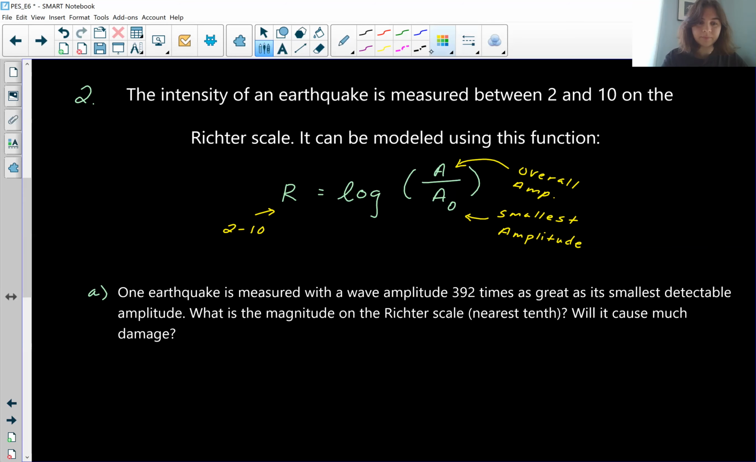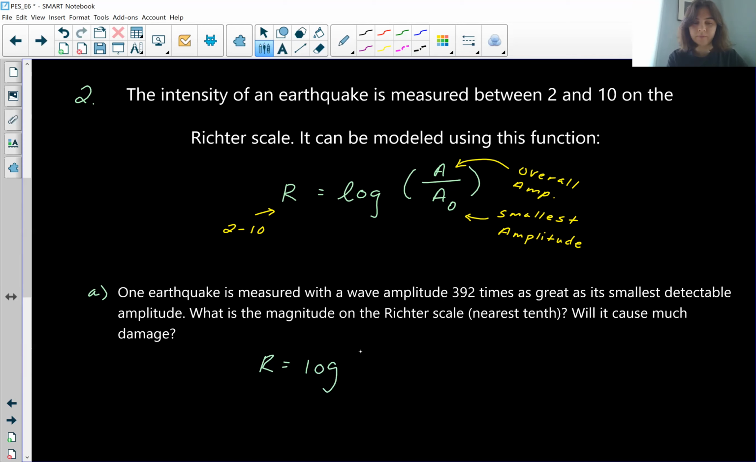One earthquake is measured with a wave amplitude 392 times as great as its smallest detectable amplitude. What is the magnitude on the Richter scale to the nearest tenth? And will it cause much damage? I guess we'll find out. So we're solving for r.